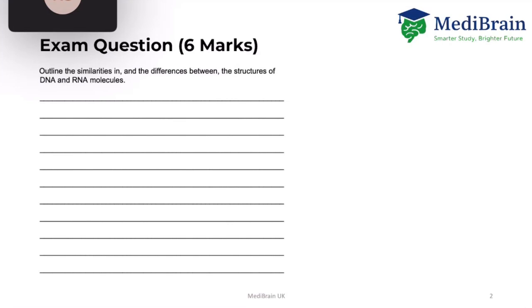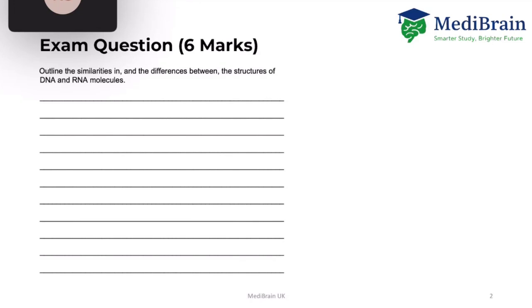Okay, so our first exam question is 6 marks, and it says outline the similarities in and the differences between the DNA and RNA molecules. So we looked at DNA and we looked at RNA, and we saw that both of these were polymers, however, they have different structures. Both of these are polymers, so we can say that they are polynucleotide strands, or they are both a polymer of nucleotides. We can say anything like that.